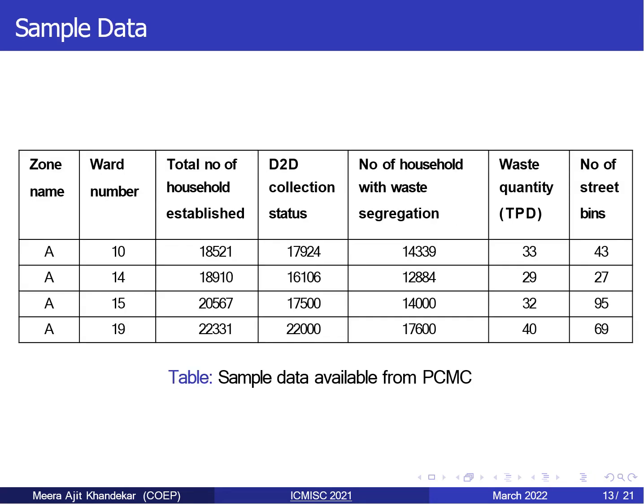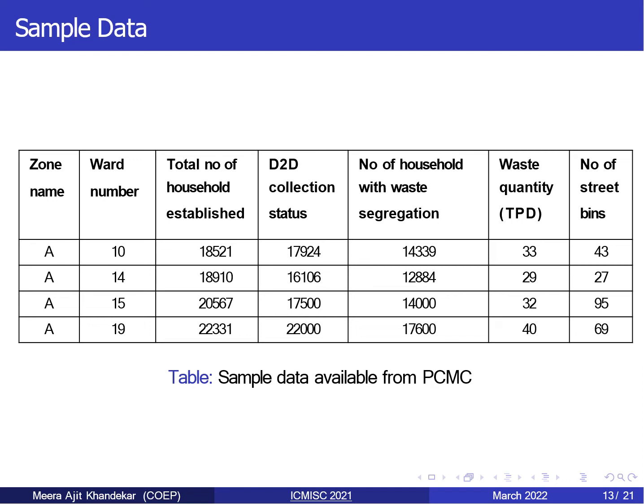Sample data like total number of zone A to H. Under zone A, there are total 4 wards: 10, 14, 15 and 19 come under zone A. Number of households from a particular ward are available. Ward 10 includes 18,521 households.